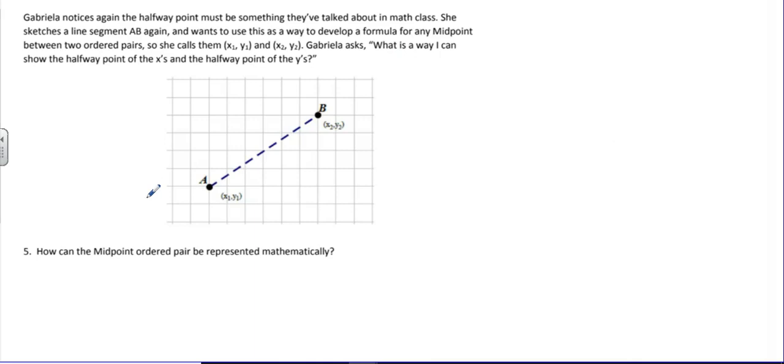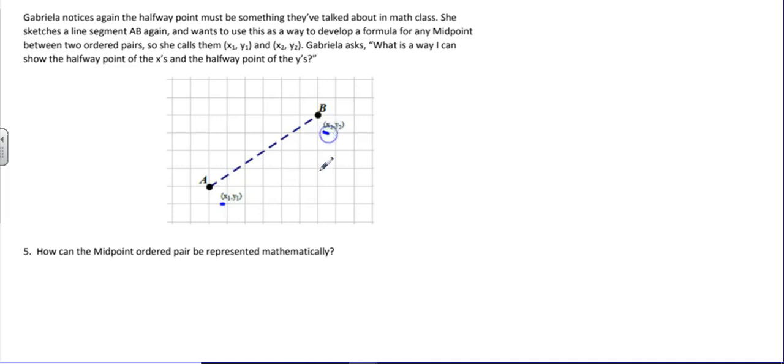Gabriella notices again that the halfway point must be something they've talked about in math class. She sketches a line segment, AB, again, and wants to use this as a way to develop a formula for any midpoint between 2 ordered pairs. So she calls them x sub 1, y sub 1, and x sub 2, y sub 2. Gabriella asks, what is a way I can show the halfway point of the x's and halfway point of the y's? Alright, so what we were doing before is we were just using the coordinates.